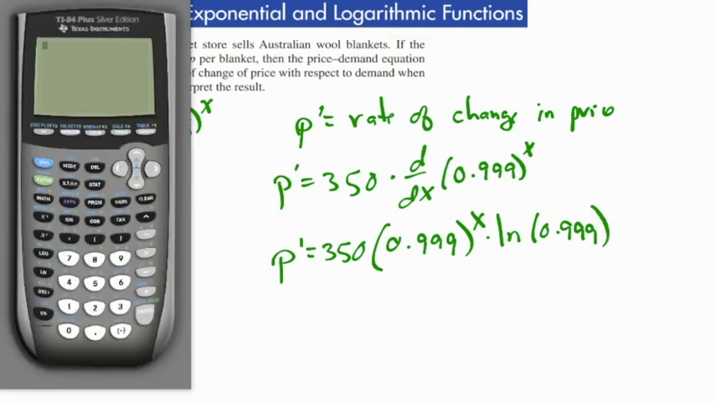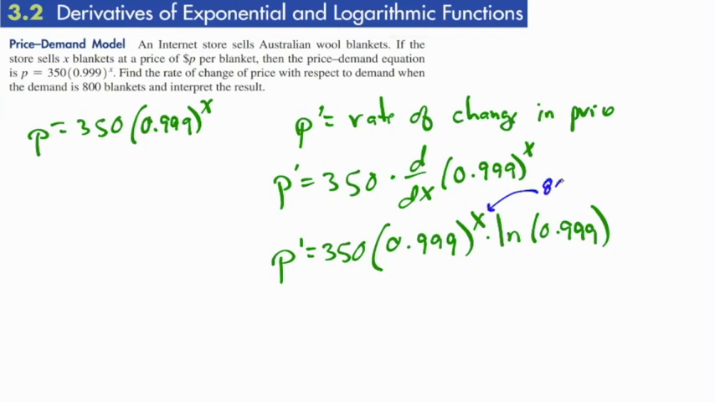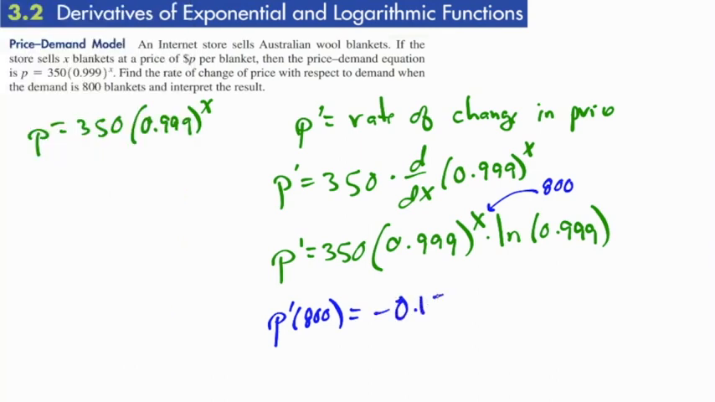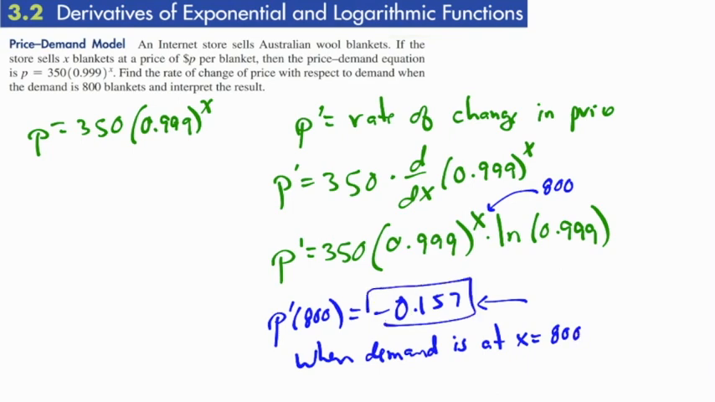So we can enter this in our calculator. We're going to substitute 800 in for x. So P prime of 800 gives us negative 0.157. So what this means is that when demand is at x equals 800, the price is dropping by 16 cents per blanket.